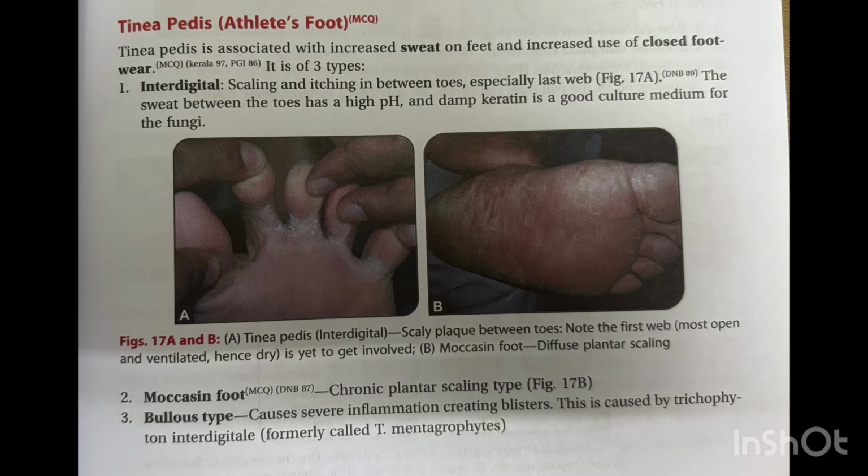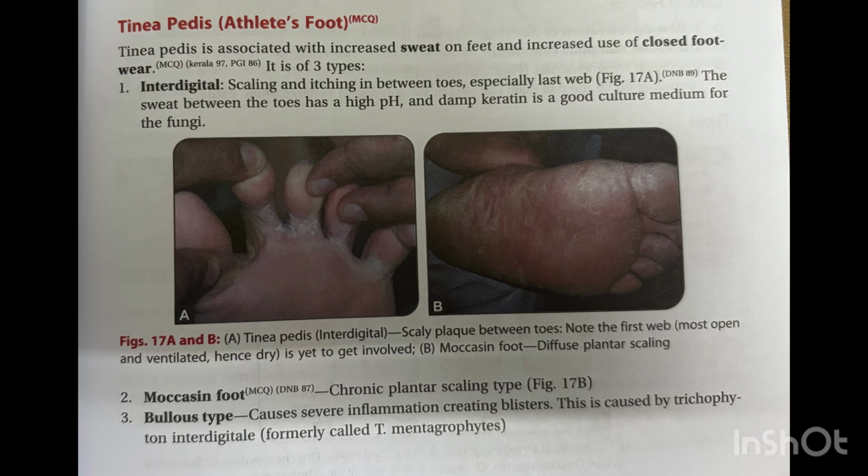It is of three types: interdigital, scaling and itching in between toes, especially the last web. The sweat between the toes has a high pH, and damp keratin is a good culture media for the fungi. Figure 17A, tinea pedis, interdigital, scaly plaque between toes. Note the first web, most open and ventilated, hence dry, is yet to get involved.